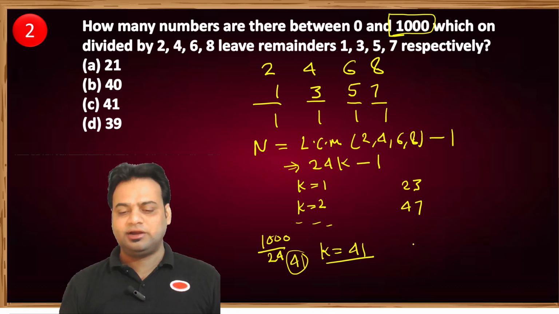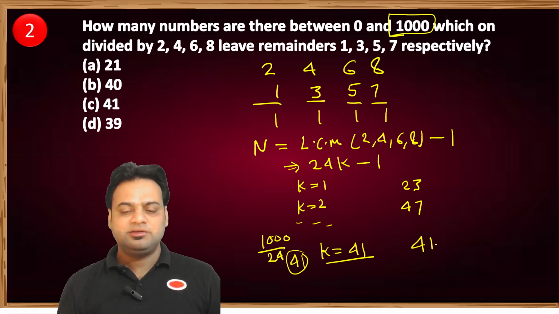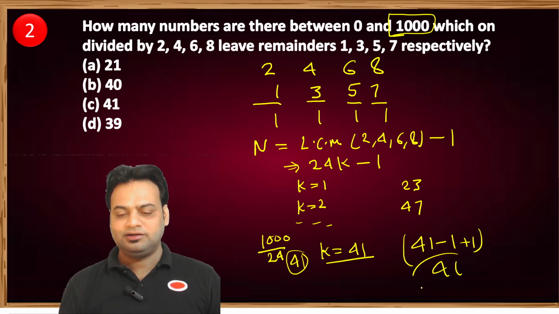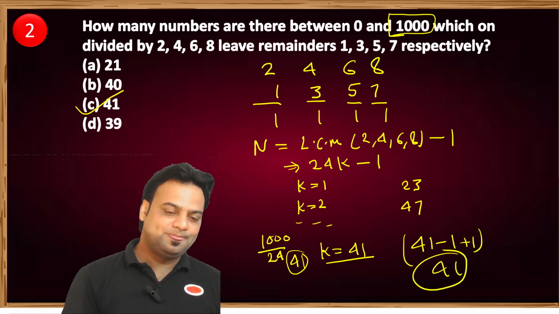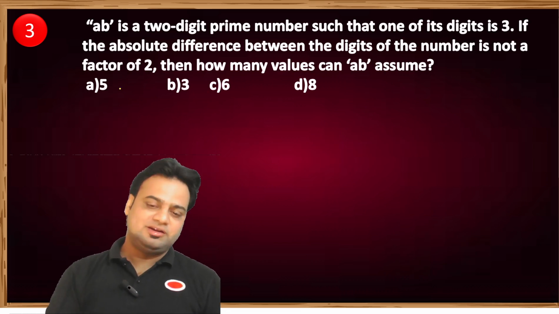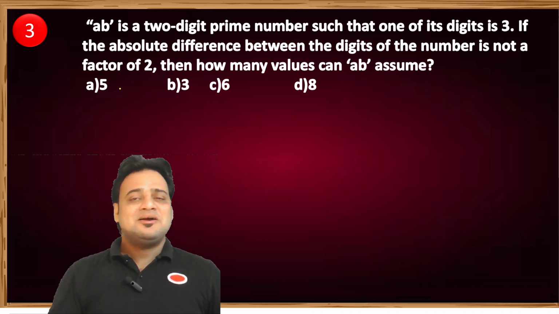So how many such numbers are possible? 41 minus 1 plus 1, so 41 numbers are possible. Option C is the correct answer. Okay, so let us move on to the next question, and that question is on some value putting methods.